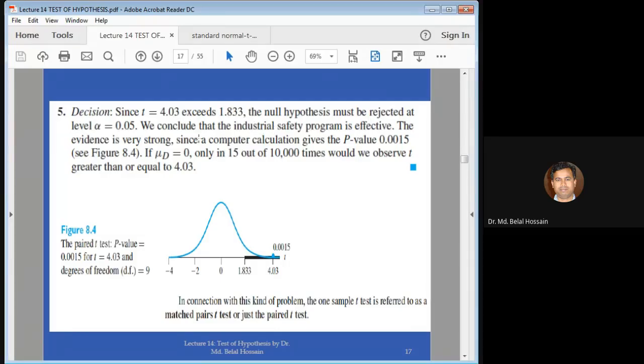So you have to contextualize the decision, not only rejecting the hypothesis. You have to contextualize your problem. Based on the test of hypothesis, we conclude that the industrial safety program is effective. That was the question, okay?